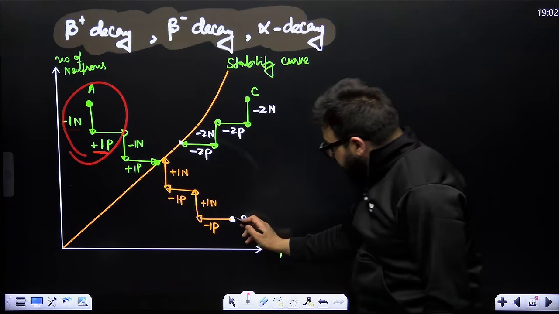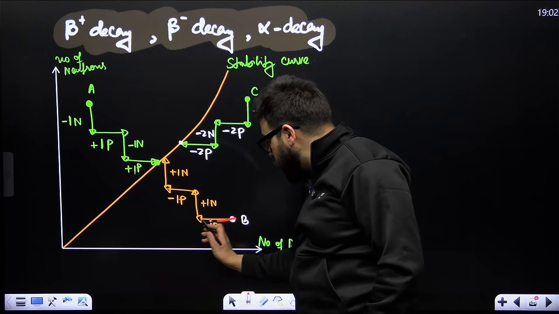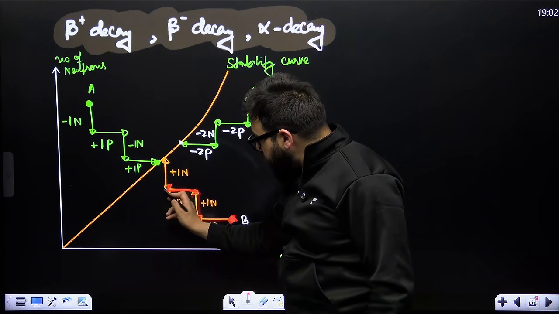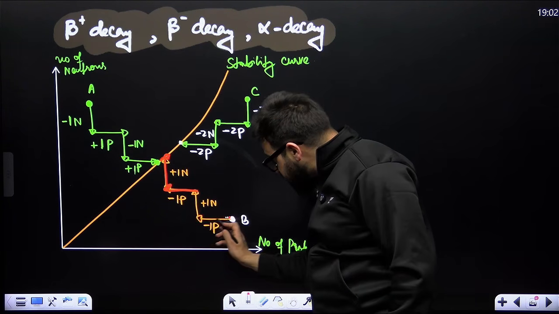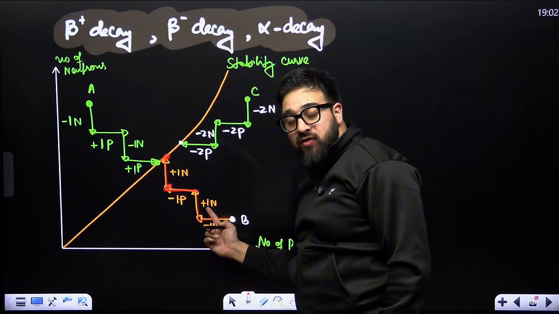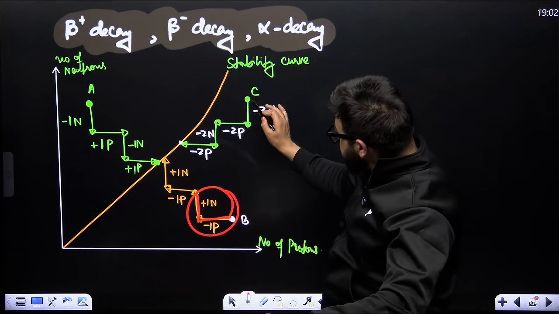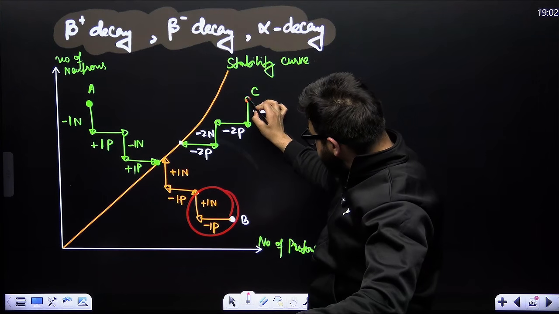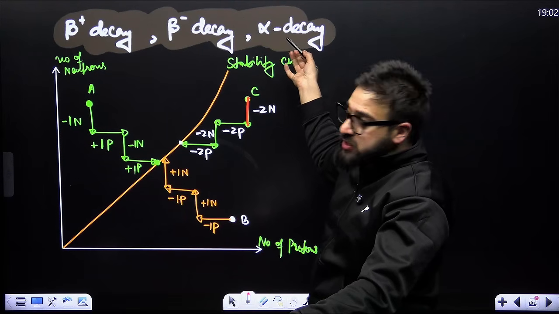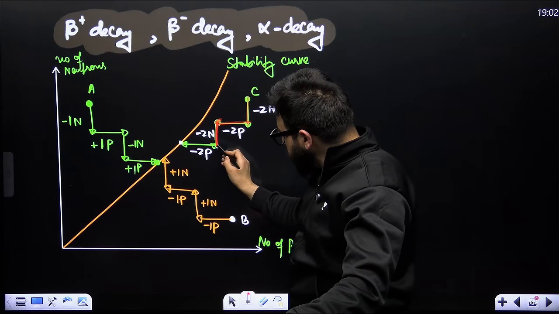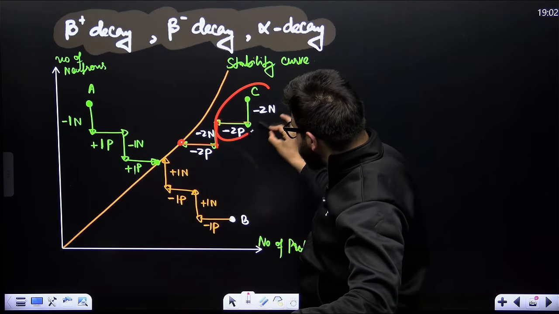And here, this has a large number of protons, so it will lose one proton and gain one neutron, and reach the stability curve. This is called beta plus decay. And in this particular case, it has large neutrons and large protons, so it will lose two neutrons and two protons. This is what we call alpha decay.